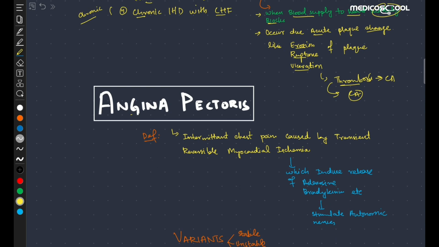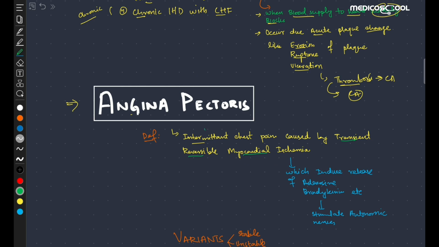In this lecture we will study only the first clinical manifestation of the ischemic heart disease. It is called angina or angina pectoris. So what is angina pectoris? It is the intermittent chest pain caused by the transient reversible myocardial ischemia.